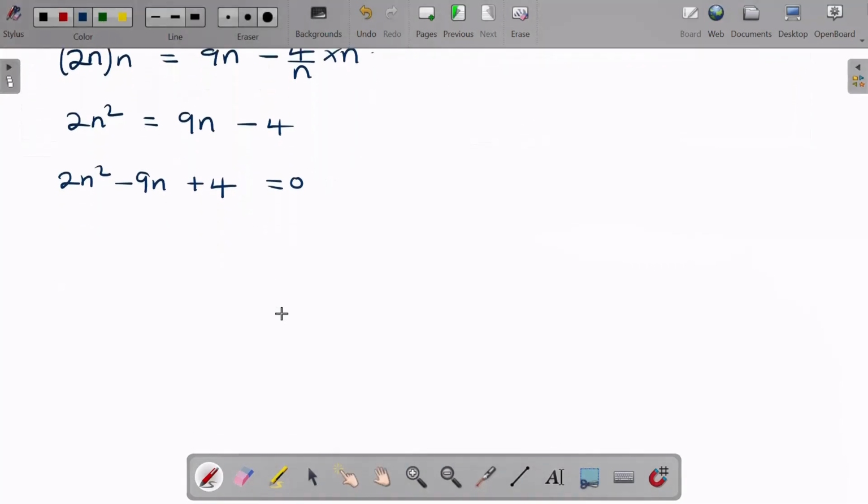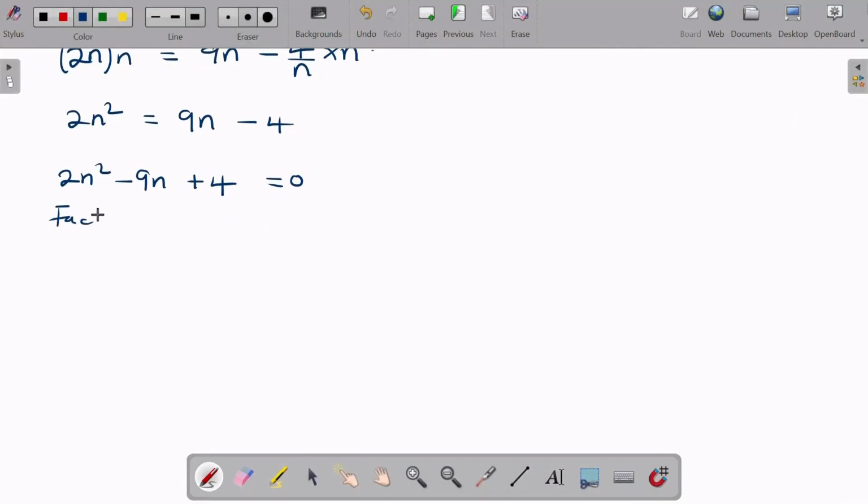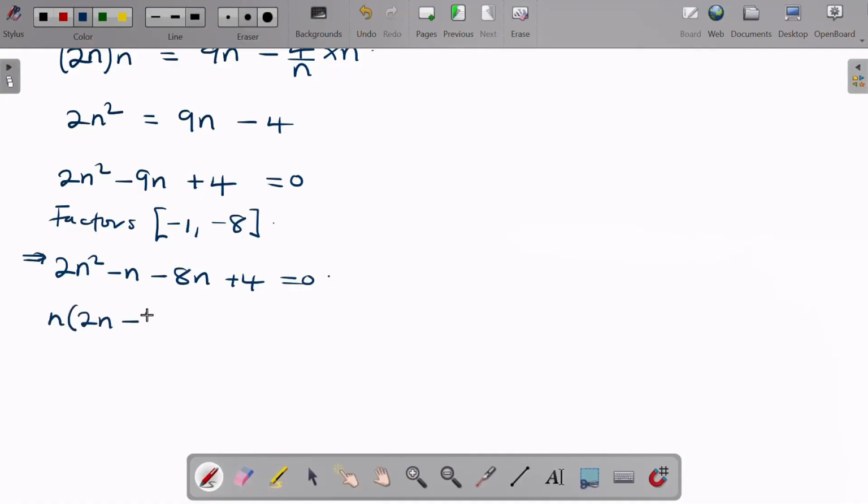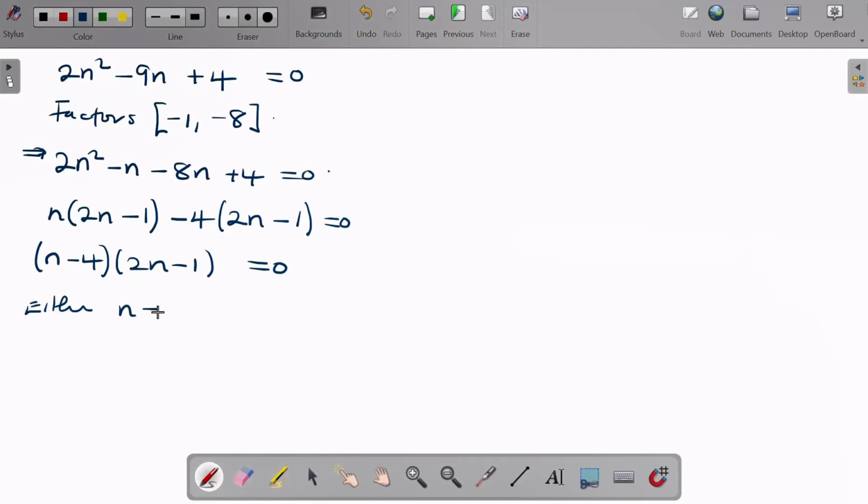You can see we can solve this equation by factorization, whereby the factors are -1 and -8. So as we substitute in, we have 2n squared minus n minus 8n plus 4 equals 0. We factor out n, remaining with 2n minus 1. Then we factor out 4, remaining with 2n minus 1, equal to 0. So n minus 4 into 2n minus 1 equals 0. Either n minus 4 equals 0, implying that n equals 4, or 2n minus 1 equals 0, implying that n is equal to a half.